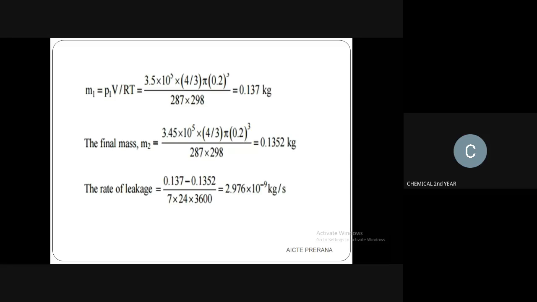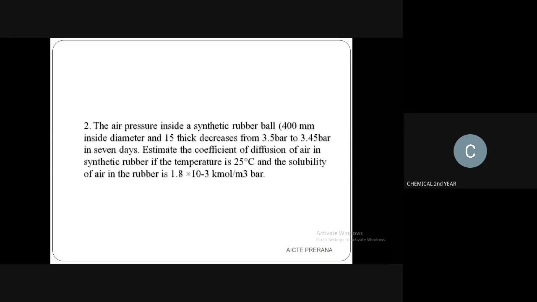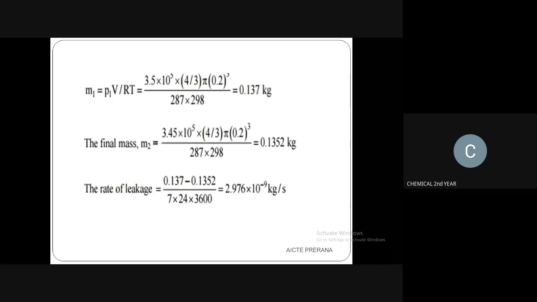287 into 298. Here the temperature has been given as 25 degrees Celsius, so you convert it by adding 273, which gives 298. You multiply and divide the terms, and you will get the answer as 0.137 kg for mass 1, the initial mass.